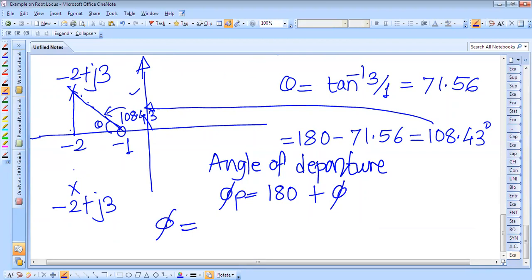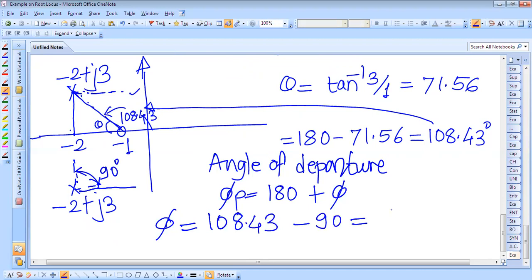So what is angle made by this? So this is 90 degree. Okay. So we have to find by doing how much this angle will be. Okay. So this phi is equal to, what is this angle? This angle is 108.43. As this is angle made by the zero, we have to take it as a positive. Angle made by the another pole is 90 degree.